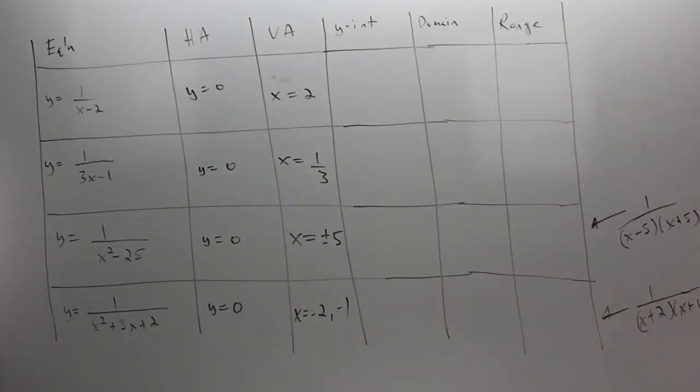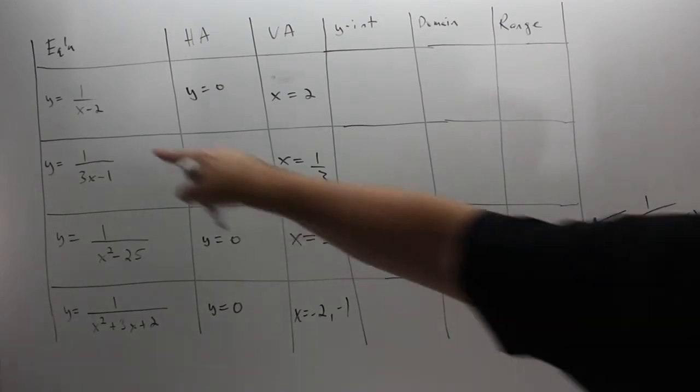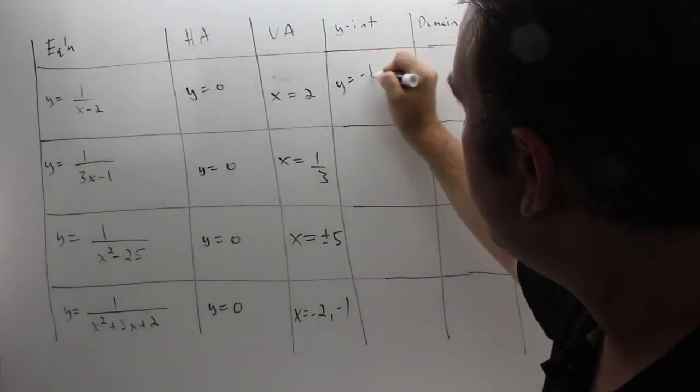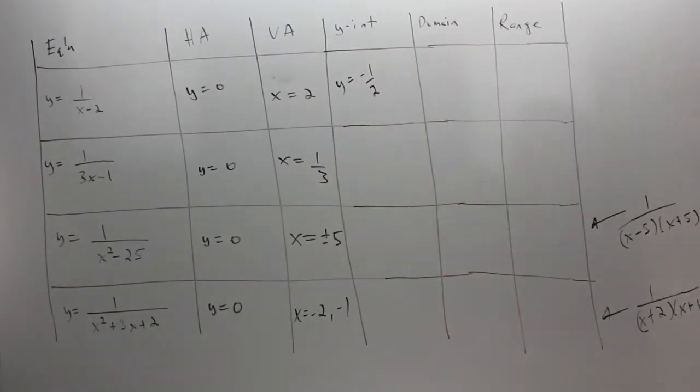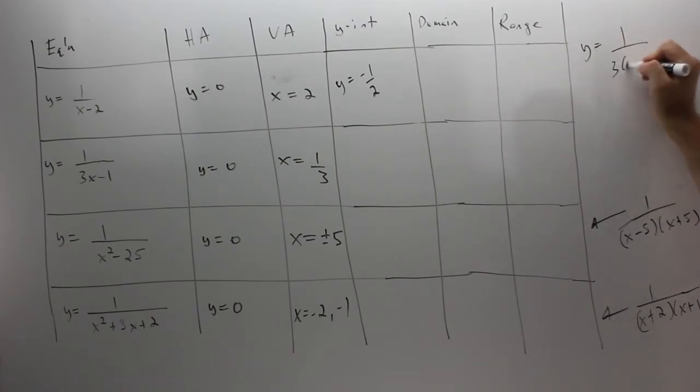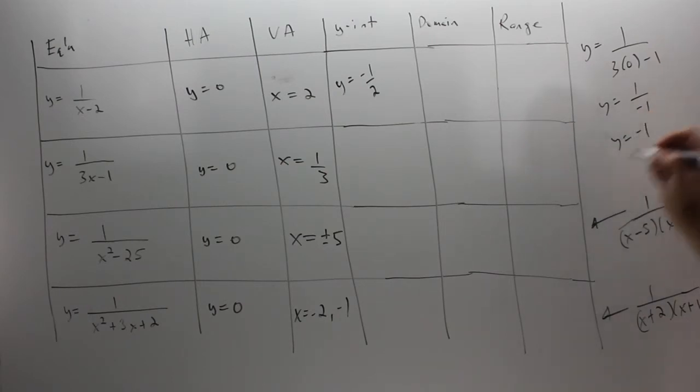Okay, the y-intercept, that's just what does y equal when x is 0. So for the first one, if we plug in 0 for x, it's 1 divided by 0 minus 2, which is 1 over negative 2. So it's y equals negative 1/2. The next one, 3 times 0 is 0. 0 minus 1 is negative 1. Or if you want to do the math, 1 over 3 times 0 minus 1 becomes 1 over negative 1, which equals negative 1.